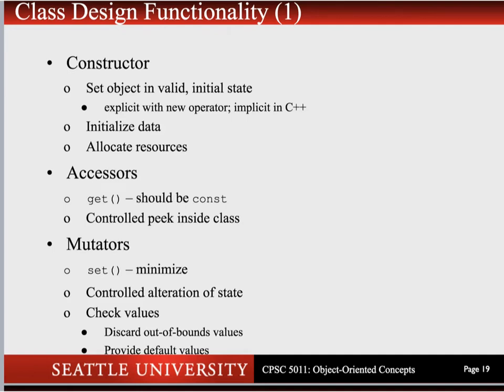Accessors provide a controlled way of accessing the privately defined fields within a class. Accessors, or getters, should be const, meaning that accessors should not change or update any portion of the privately defined fields, and the state of the class should not be updated. Mutators, on the other hand, are generally going to be altering the state, but it's a controlled alteration of that state. There is going to be a check of values, and we're going to discard, for example, any out-of-bounds values, and you'll be providing default values for these as well.